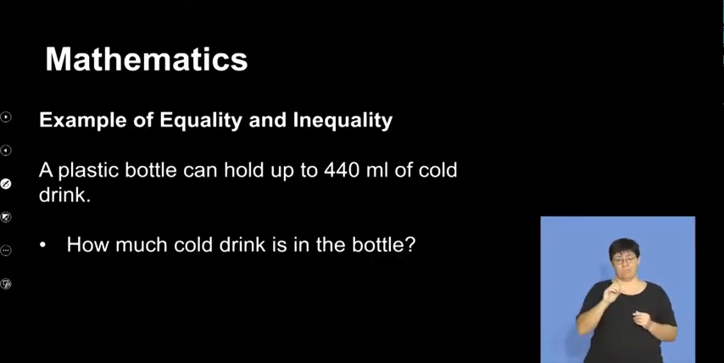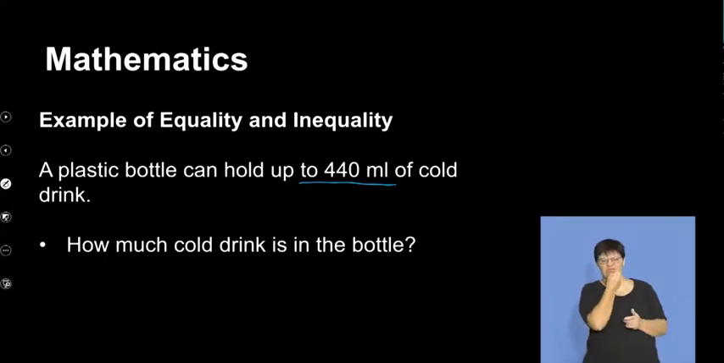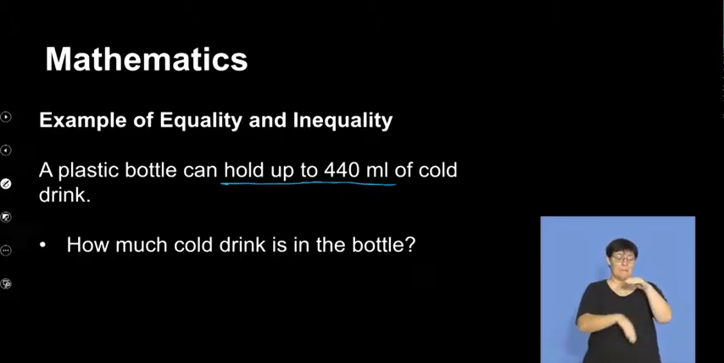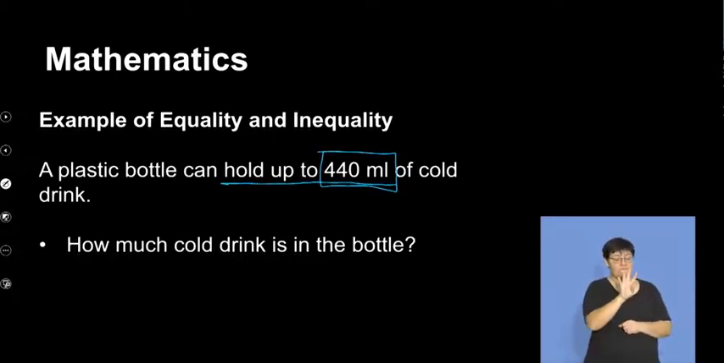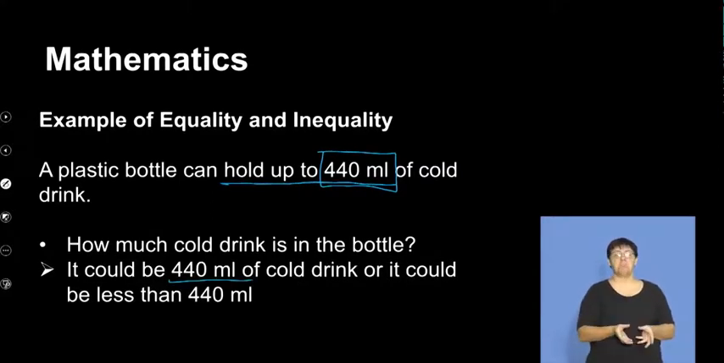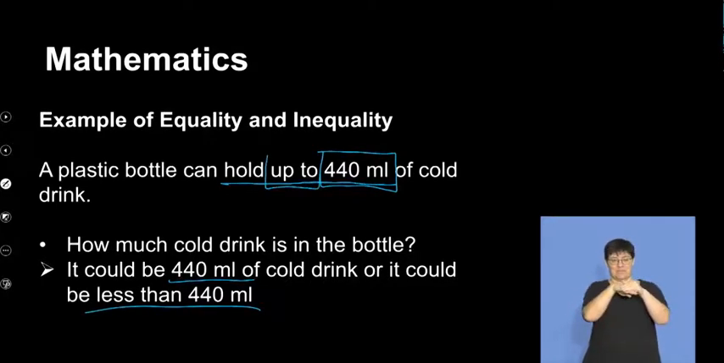In terms of an example, if I have a plastic bottle and I am told that it can hold up to 440 milliliters of cold drink, the one that we buy from the tuck shop, how much cold drink is in the bottle? It can hold up to, meaning the maximum capacity of the bottle is 440 mils. But it can also hold less than that. So it could be 440 mils of cold drink, or it could be less than that. Why? Because the up to part means that's the maximum, but it can hold less than that.